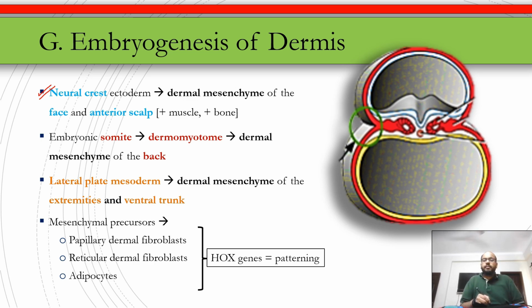And these mesenchymal precursors will eventually give rise to... Mesenchymal precursor means the cells which will form all other cells in the dermis. They will give rise to papillary dermal fibroblast, reticular dermal fibroblast, and adipocytes. And for that, you require the Hox gene, which is responsible for patterning. So some precursors will form papillary fibroblast, some will form reticular dermal fibroblast, and from reticular dermal fibroblast you have the eventual formation of adipocytes or fat cells, and they will eventually go to the subcutaneous tissue. Clear? Let's move forward.